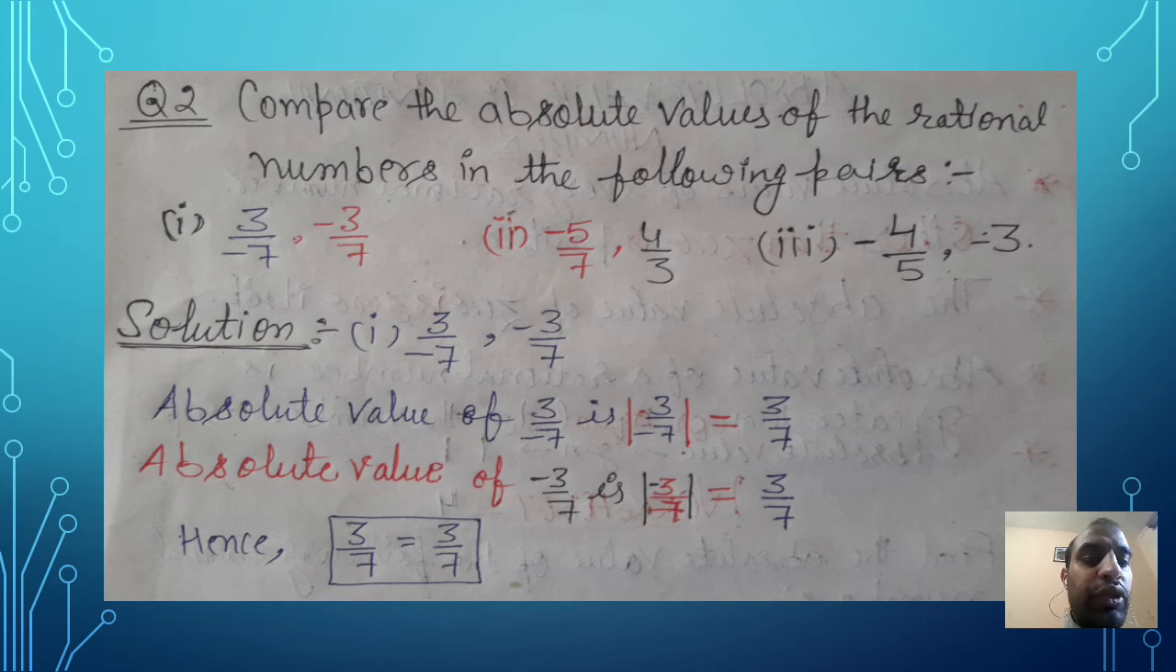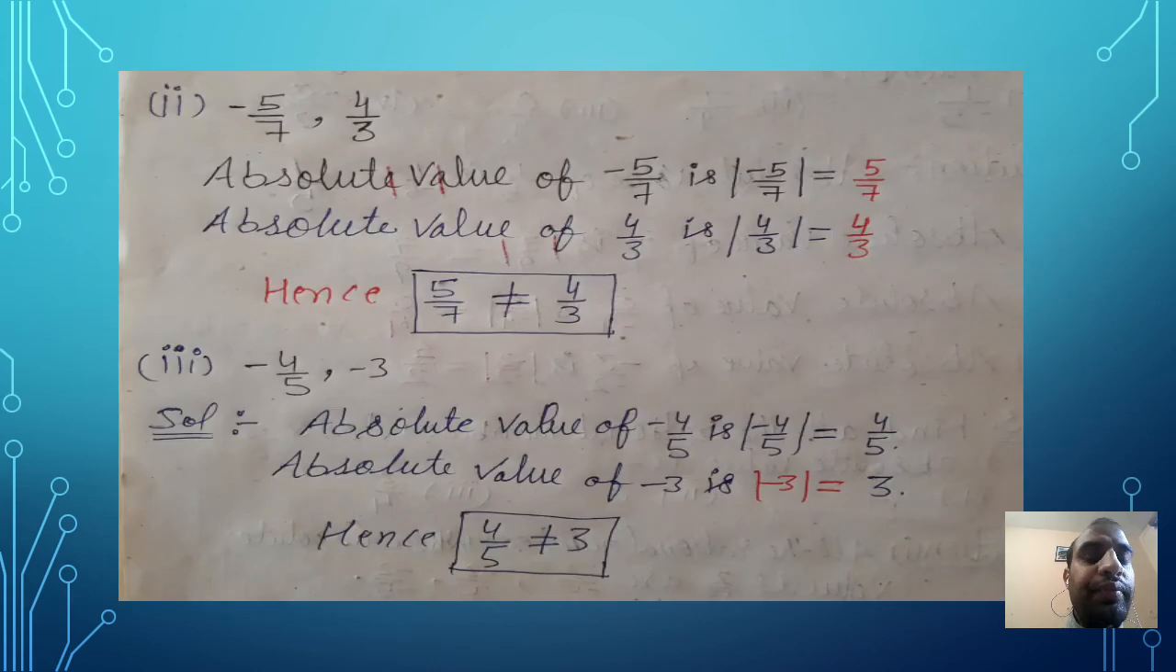Next is the absolute value of -3 upon 7. So here the minus sign is in the numerator. Once again the concept remains similar. The minus sign we need to remove, and the answer is 3 upon 7. Now you can see, my dear students, in both cases we have the answer 3 upon 7. So we can say both absolute values are equal. Then in the last you can write, hence 3 upon 7 is equal to 3 upon 7. So let's take the second part.